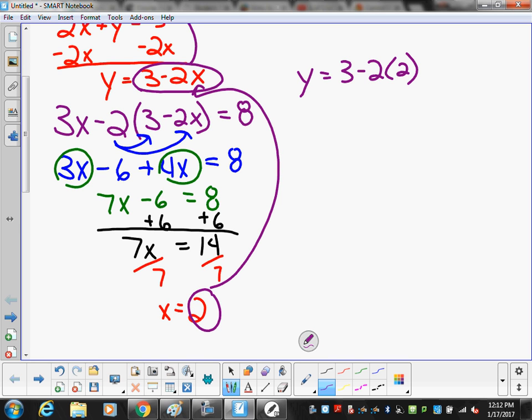And then you just evaluate that, which is 3 minus 4. So y equals negative 1. Okay. And so my solution is the point x, y, which is 2 comma negative 1.